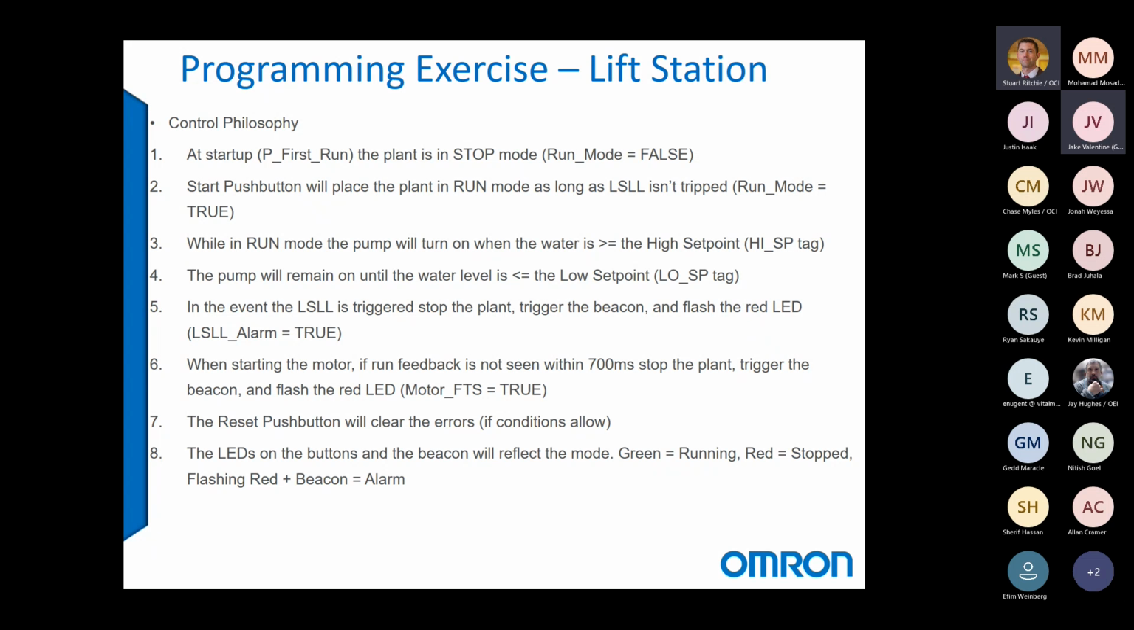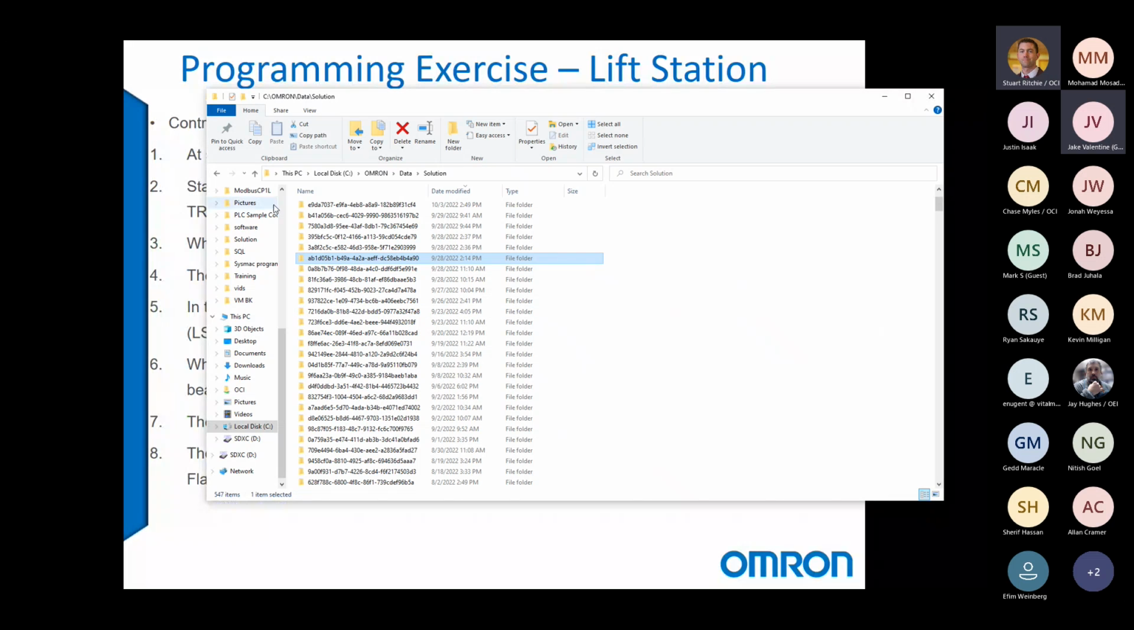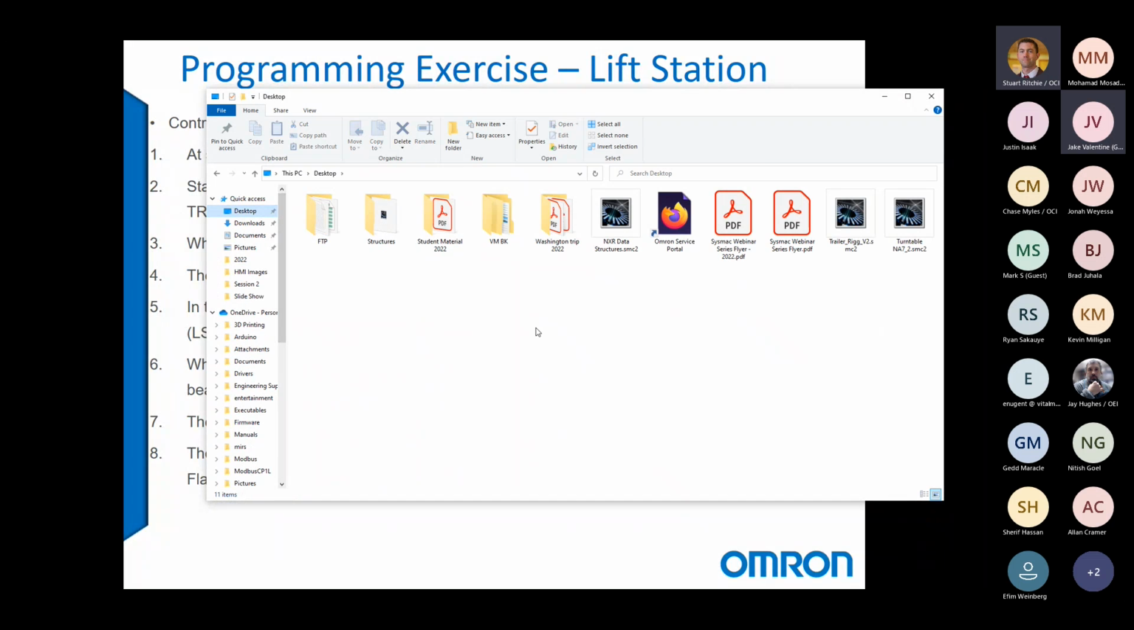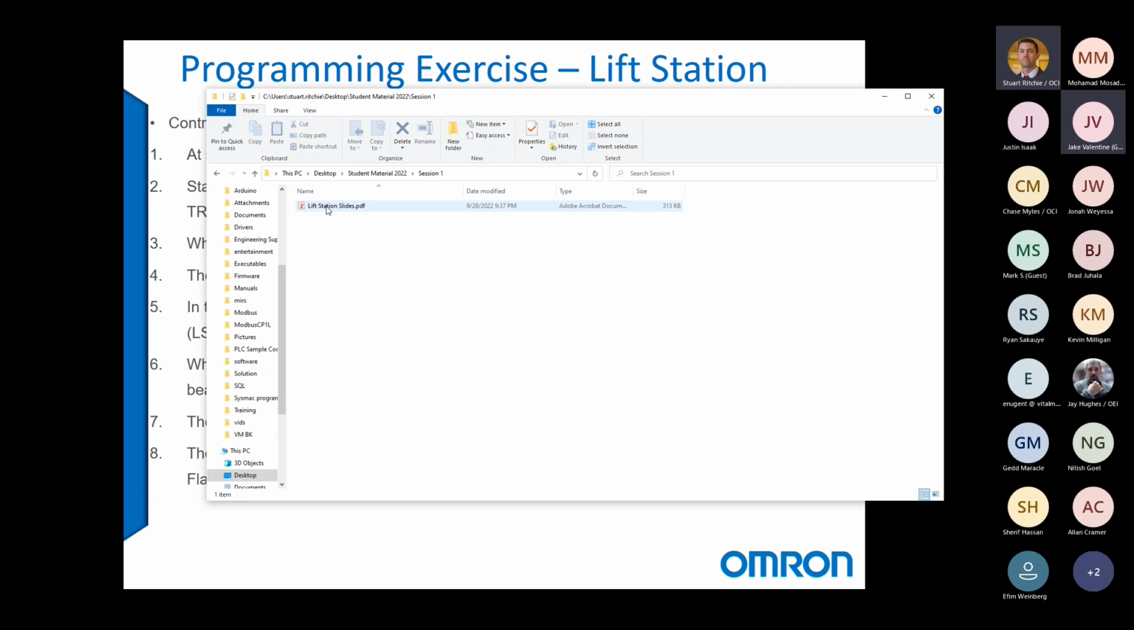So this is the control philosophy for our lift station. And this is also located in the file that I sent out to everyone, the student material. If we go to session 1, both the list of the IO map and this control philosophy and some of the pictures are in the lift station slides here if you want to go back and reference it.